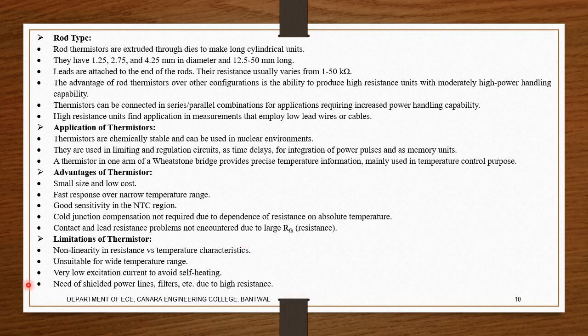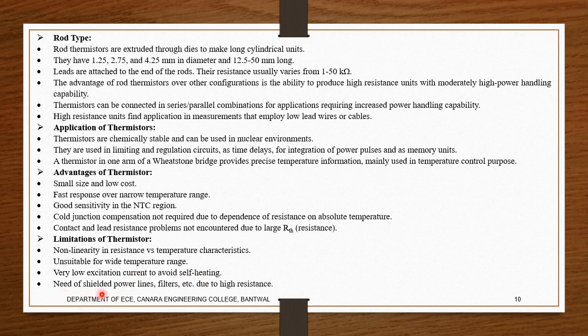They need very low excitation current to avoid self-heating. In some cases we require the currents. The excitation current is what we measure through the galvanometer in the bridges if we are using them. Due to high heating, there is self-heating, and we don't get a proper current.